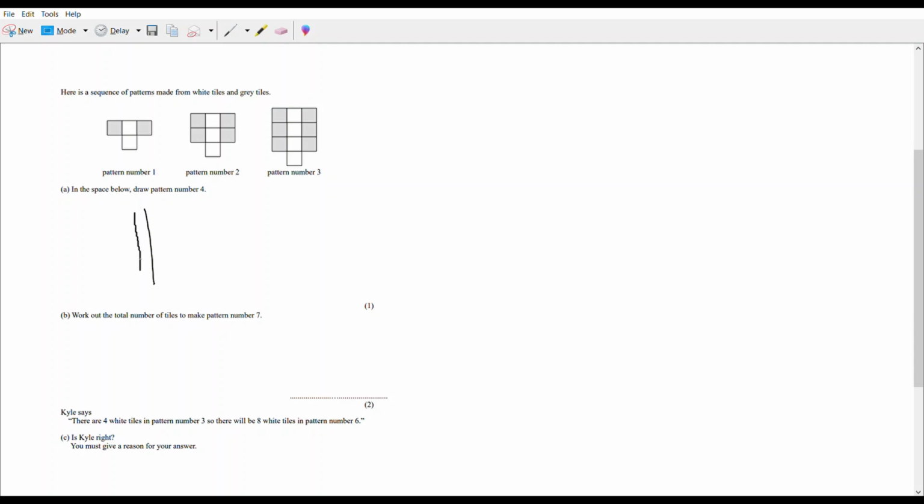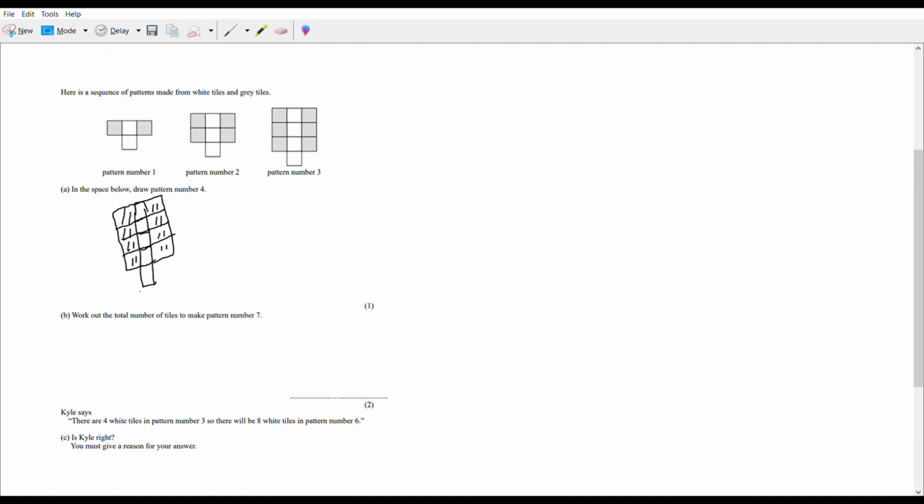5 white tiles, 1, 2, 3, 4, 5 tiles that are white and 4 grey tiles are going to be there. So it's a bit slanted, but it's just my bad drawing. I'm a math teacher, not an art teacher, so it's alright. So these are the grey tiles, which is 4, and there's 5 white tiles in the middle.